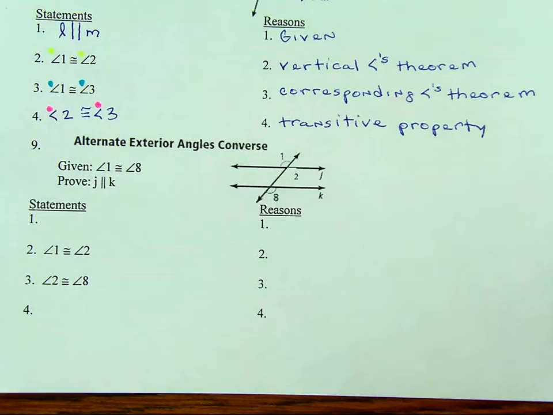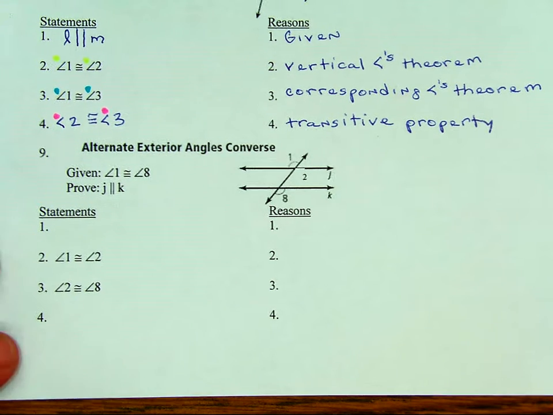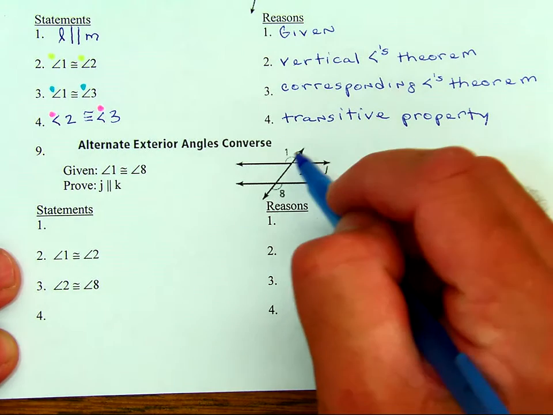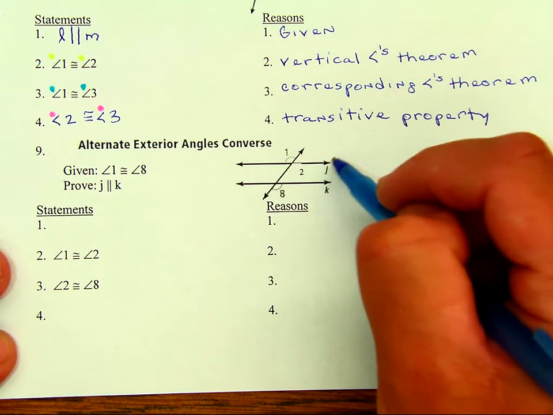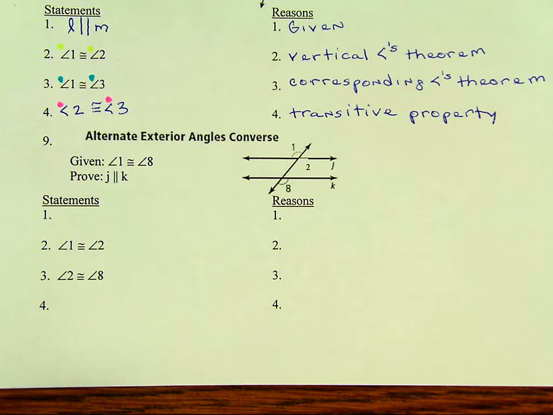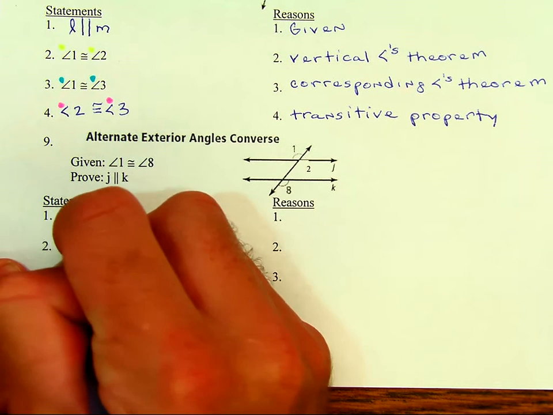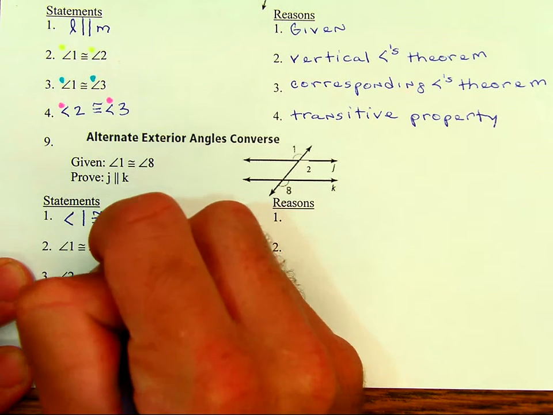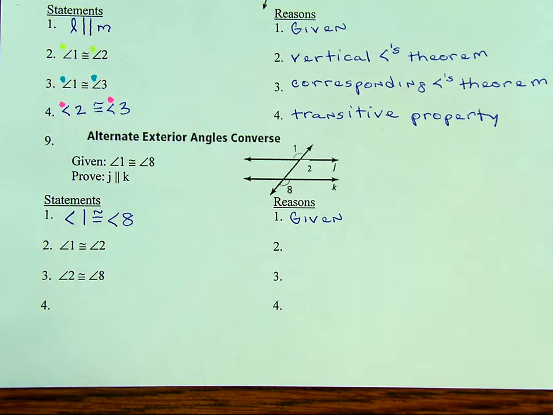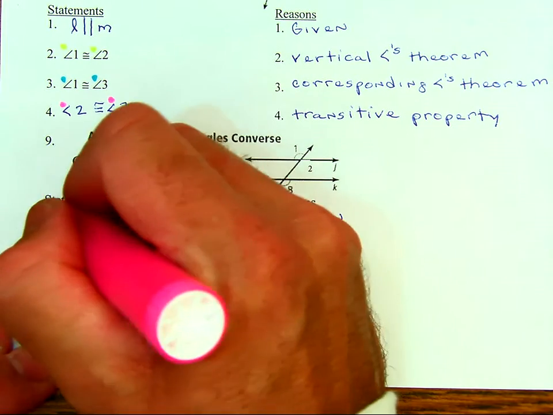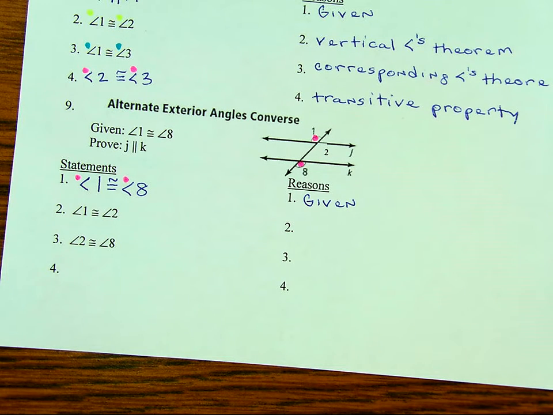Okay, and problem 9, we're trying to prove the alternate exterior angles converse. What that says is that if alternate exterior angles are congruent, then the lines are parallel. So we're going to try and prove that that's true. It's very normal to start with the given. So in this case, angle 1 is congruent to angle 8 was given. So I'm just going to highlight those in pink. So that was given that 1 and 8 were congruent.